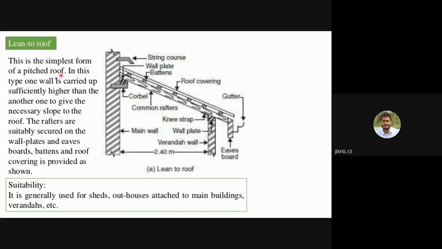So this is the simplest form of a pitched roof. In this type, one wall is carried up sufficiently higher. This is the main wall, which is tall, and the other one, the veranda wall, is given to provide the necessary slope to the roof. The rafters are suitably secured on the wall plates and eaves boards. Battens and roof covering are provided as shown. This type of lean-to roof is preferred for sheds, outhouses attached to main buildings, verandas, etc.